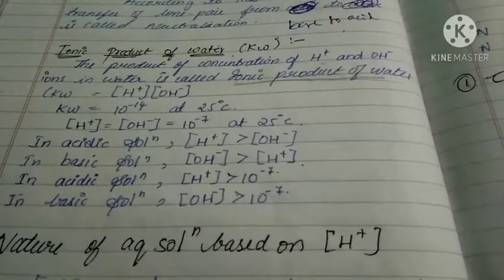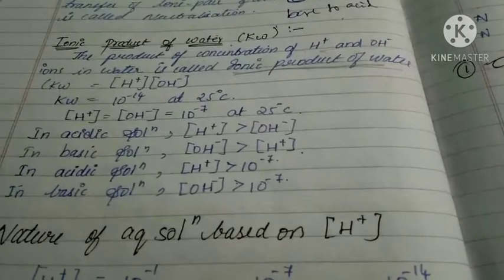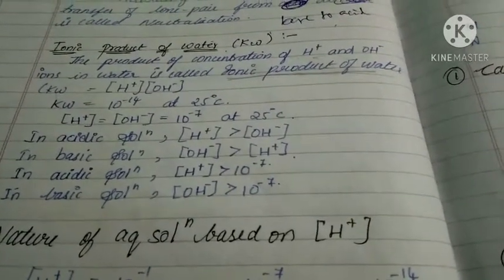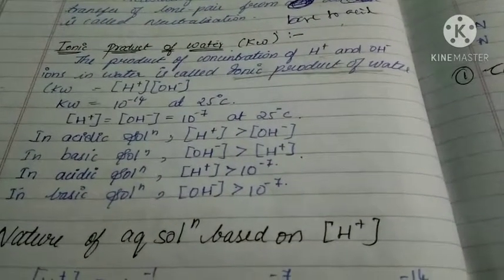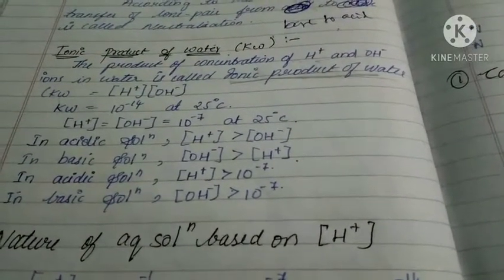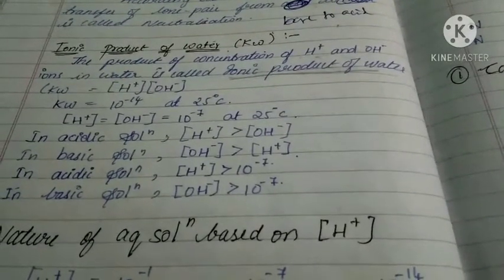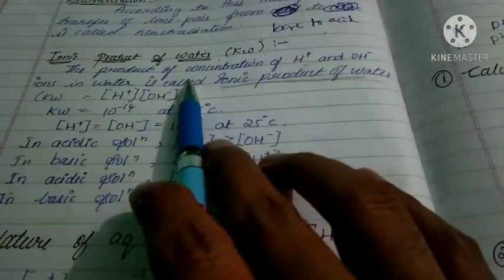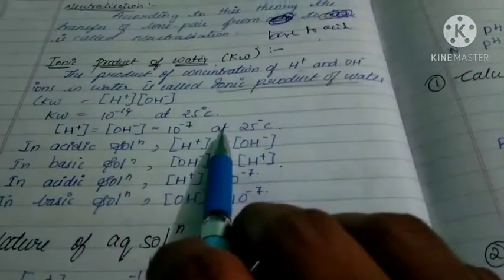Good morning, students. This is the next topic in the chemical equilibrium chapter, that is the ionic product of water. It is represented by Kw. Here the definition for it is: the product of concentration of H plus and OH minus ions in water is called the ionic product of water. In water, H plus and OH minus ions are present. We know that very well.